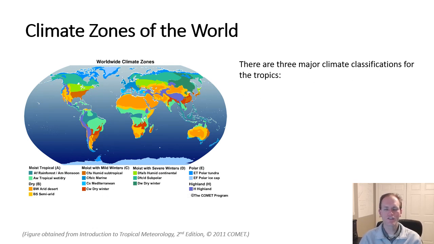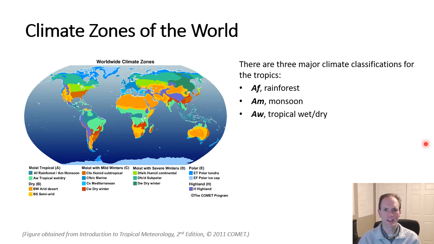So having discussed a few of the definitions that we could consider for the tropics, we now want to place this into a little bit broader of a context. And so we focus again on our climate zones of the world, and as we discussed before, there are three major climate classifications for the tropics. We have our rainforest, monsoon, and tropical wet-dry classifications.